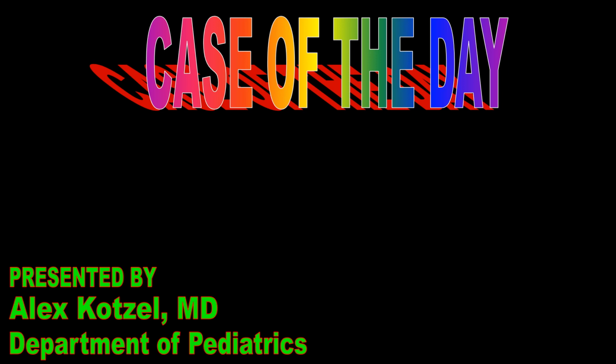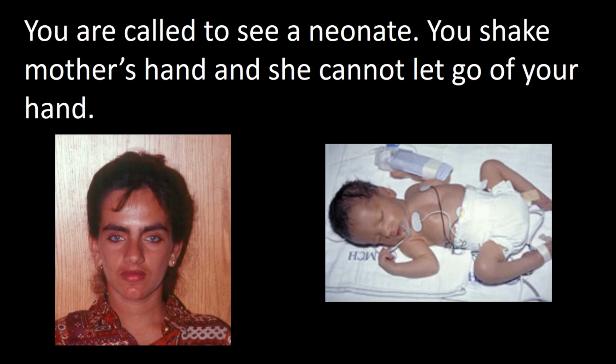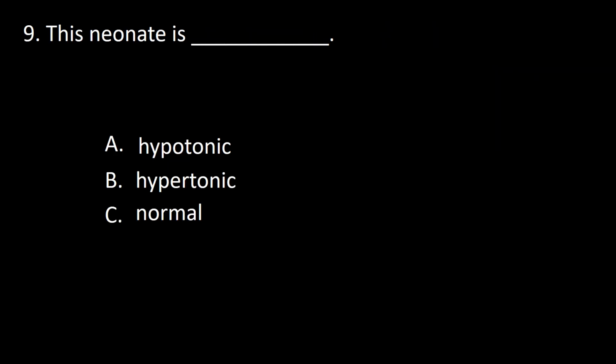Now I want to jump to a new case. You are called to see a neonate. You shake mother's hand and she cannot let go of your hand. Please take a few seconds to look at these pictures. Notice the mother's facial appearance and the baby's position. So the first question is, this neonate is: A, hypotonic, B, hypertonic, C, normal.